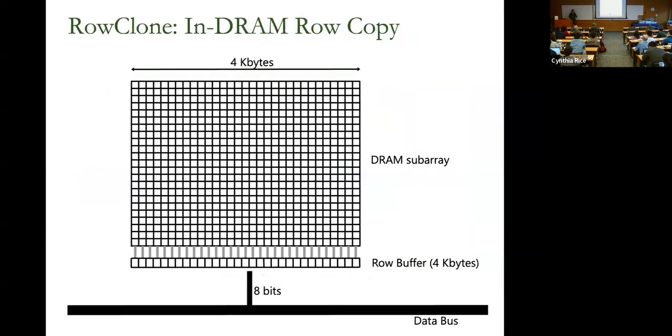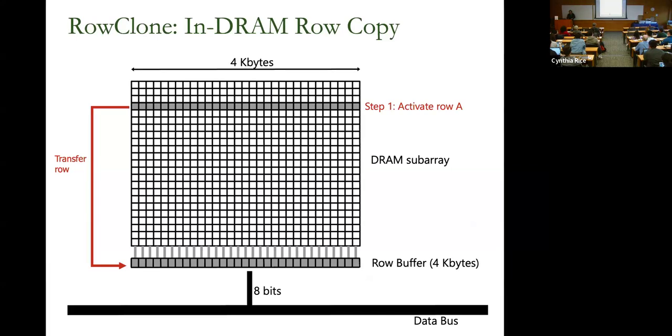The idea is very simple. We're going to exploit analog operational properties of DRAM. If you look at DRAM, this is the subarray that I showed you earlier. We want to copy one row to another row. So we first activate the source row, which brings the data into the sense amplifiers in DRAM. This already exists, all of this, so that you can read the data.